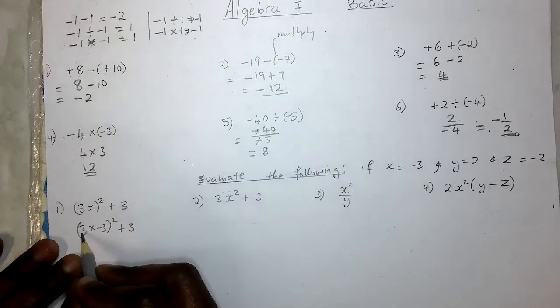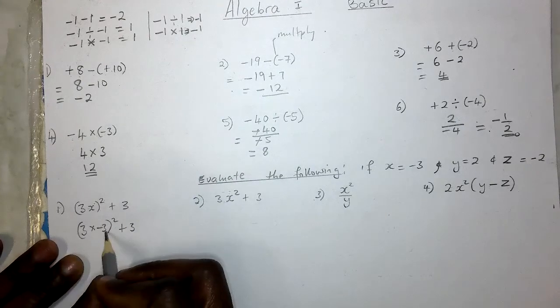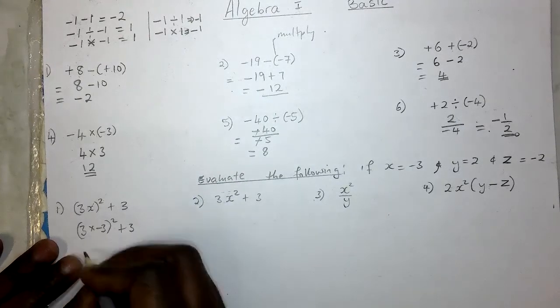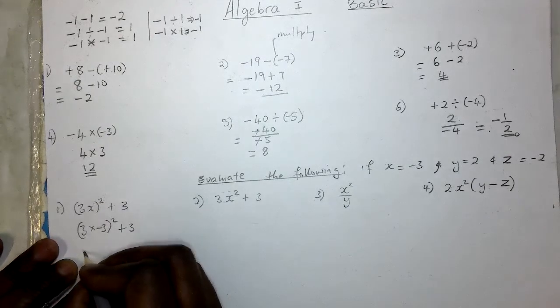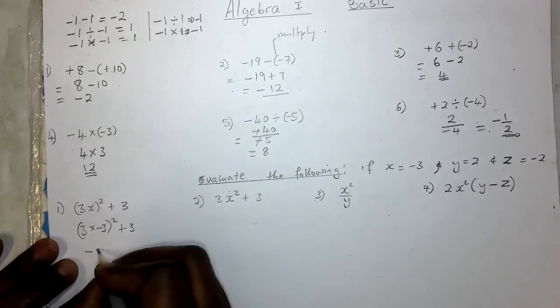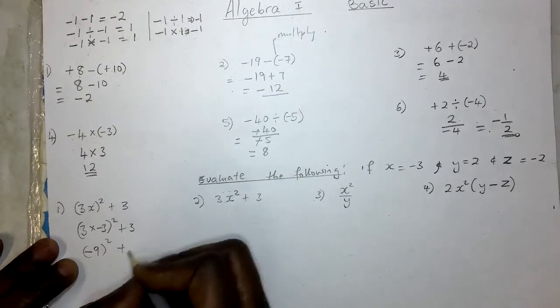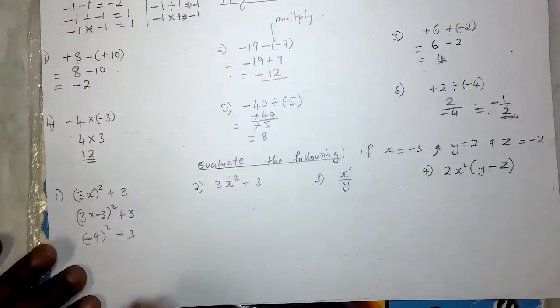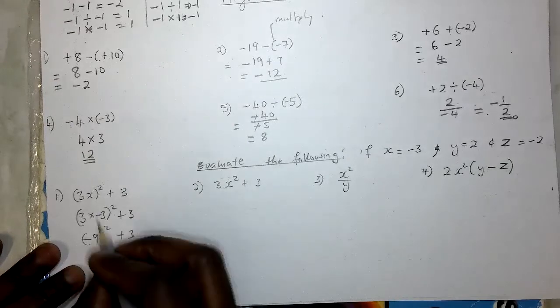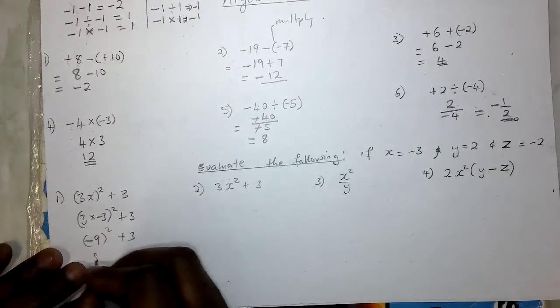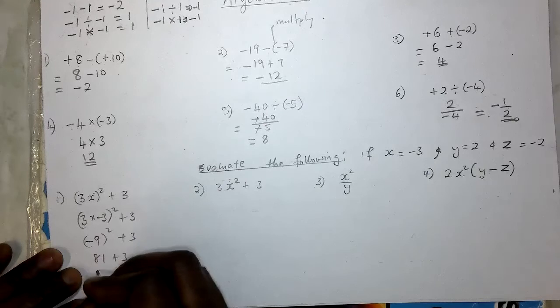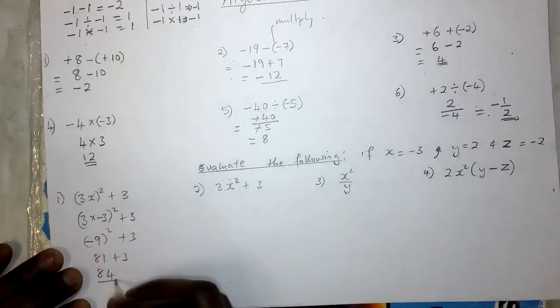Then here, when we say 3 times negative 3, we get negative 9, because remember negative and the positive, we get a negative 9, squared, plus 3. Now, negative 9 squared gives us 81. 81 plus 3, we get 84. That's what we get here, okay?